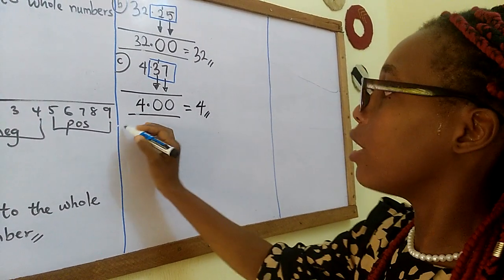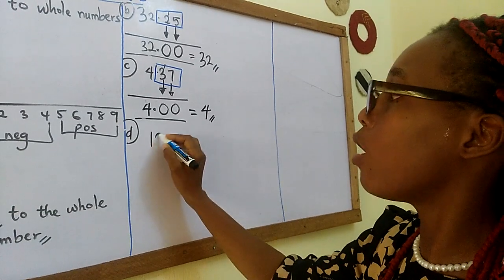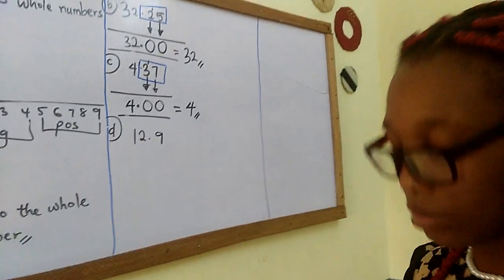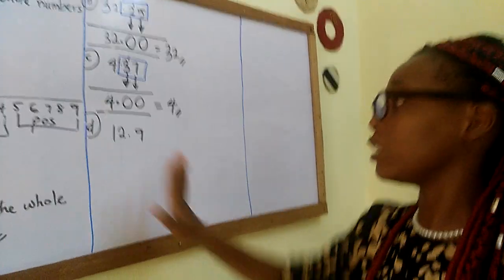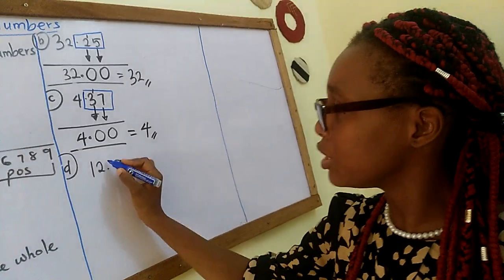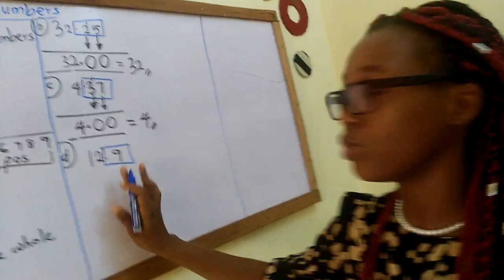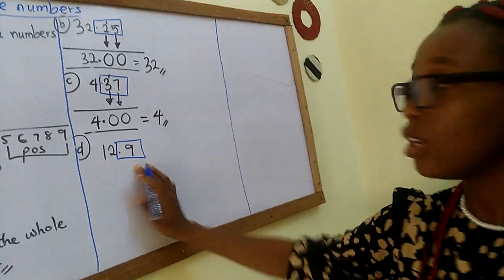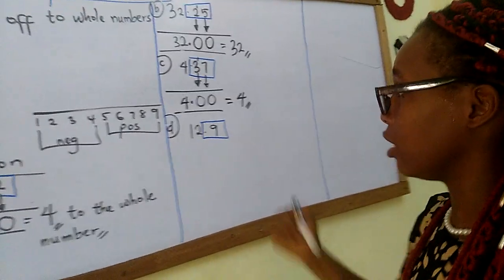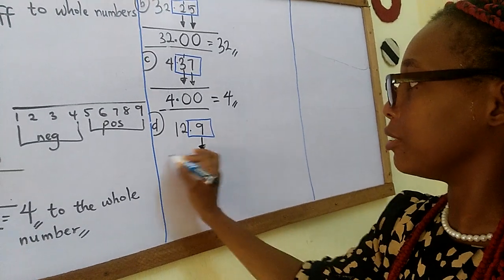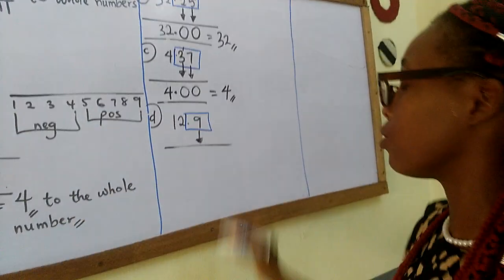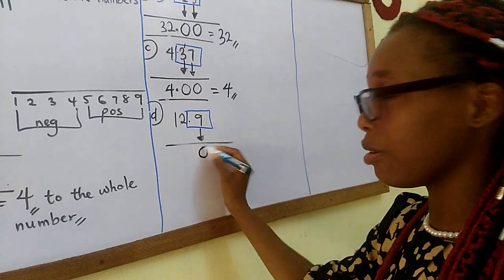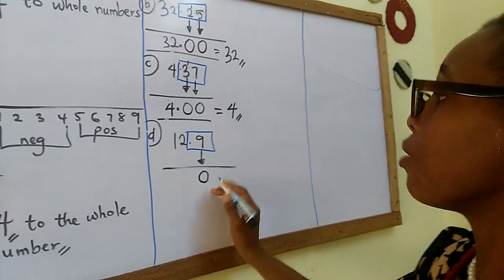Now the last question, we have 12.9 to a whole number. Remember, as we are trying to convert to a whole number, we don't need the number after the point. We don't need this 9, so we are eliminating 9. On the number line, is 9 negative or positive? Looking at the number line, 9 is positive. So because it is positive, you write down 0, carry 1.